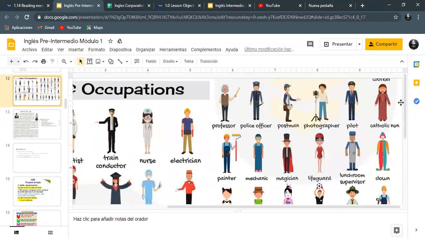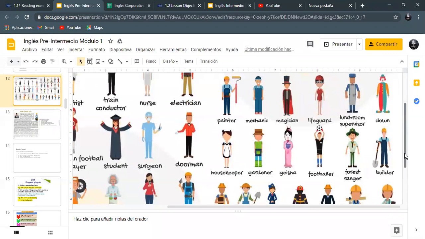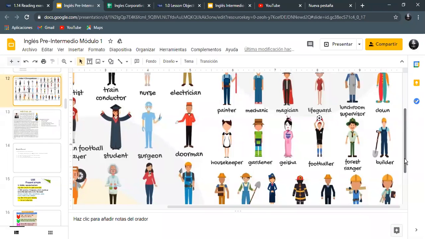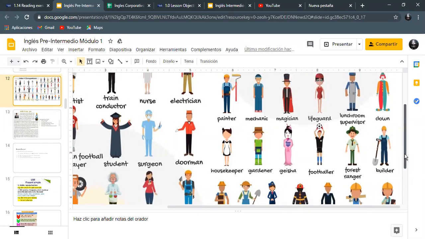Okay, let's continue. Professor. Police officer. Postman. Photographer. Pilot. Catholic nun. Painter. Mechanic. Magician. Lifeguard. Lunchroom supervisor.